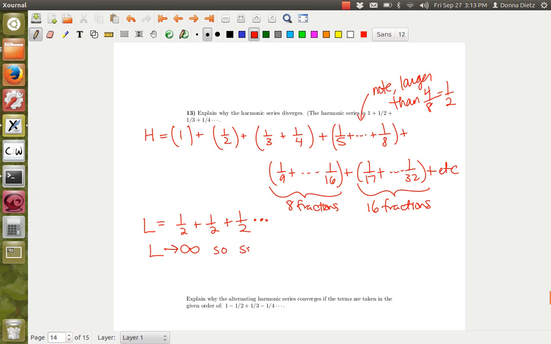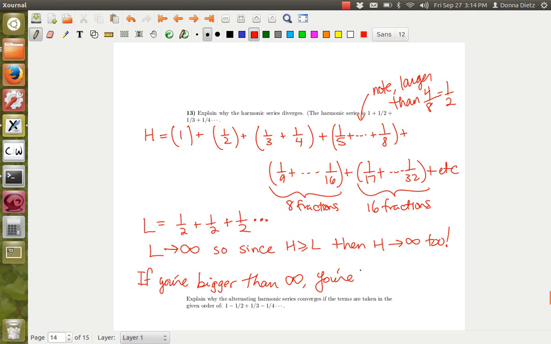So since H is greater than or possibly equal to L, because they're both infinity, then H goes to infinity too. Both of them have to go. So if you're bigger than something that's infinite, then you're infinite. If you're bigger than infinity, you're infinite too. There we go.